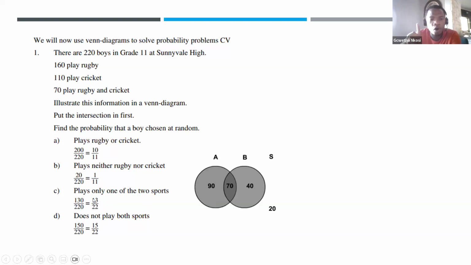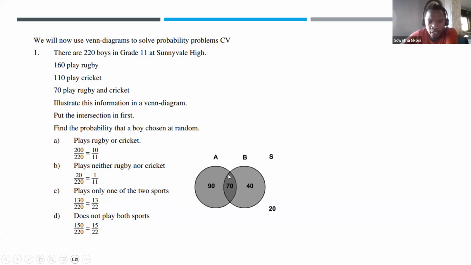So he plays only one of the two sports. So we are looking for the probabilities without the intersection. So it should be 90 plus 40 divided by 220. Now they say does not play both sports. Okay, it doesn't play both sports. Now you check, the person doesn't play both sports.